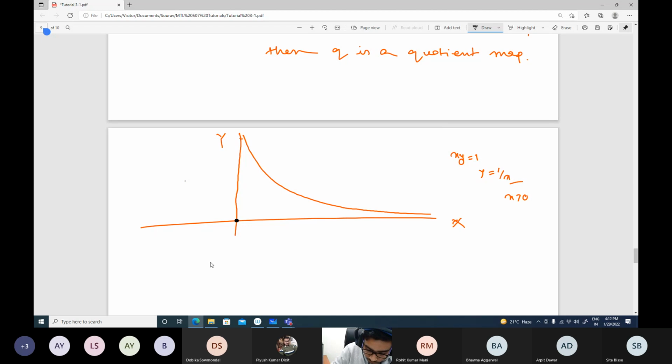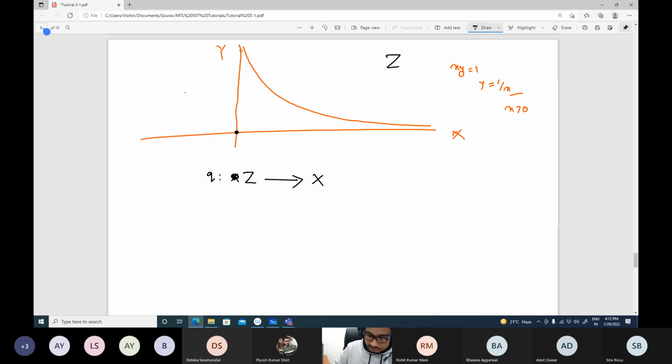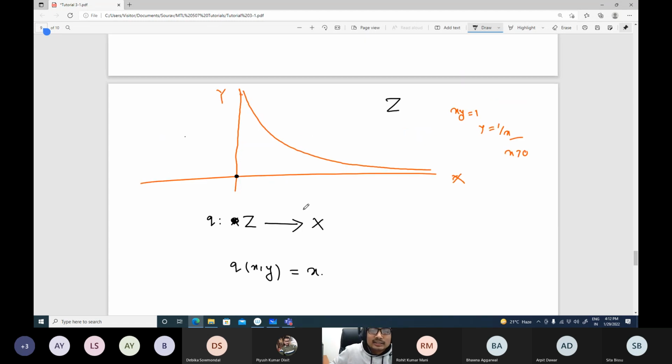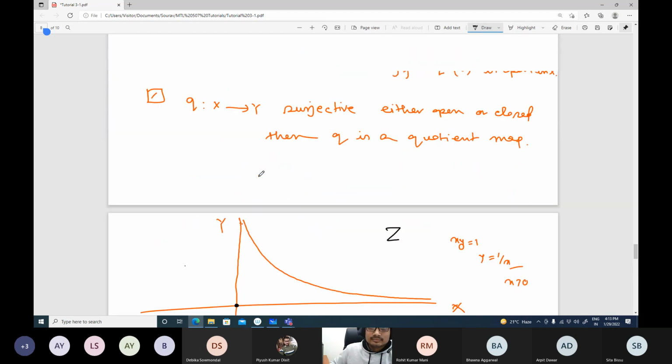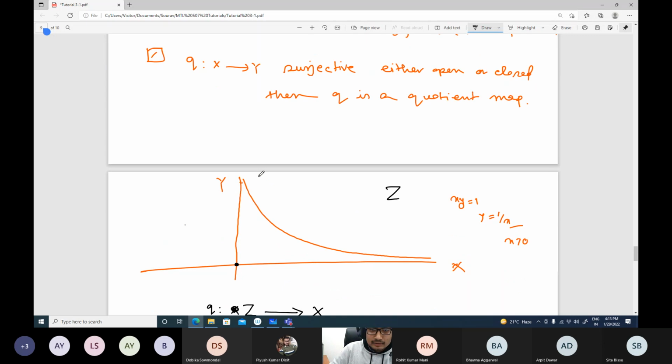Now consider a function on this. So let's say this is our Z set. Now consider Q from Z to X, which is the projection, so that Q of (x, y) equals x. Then can we say that it's a quotient map? So first of all, this is continuous, right?